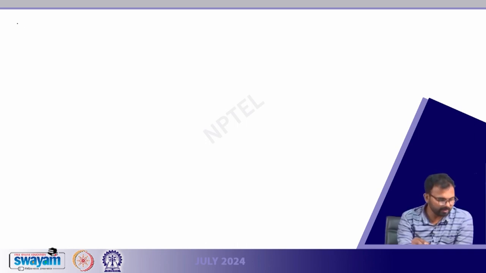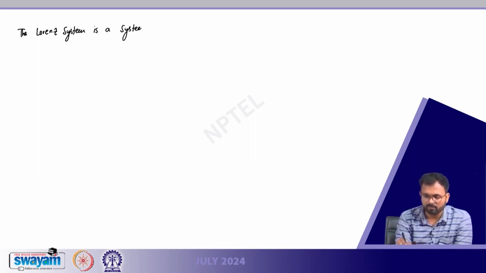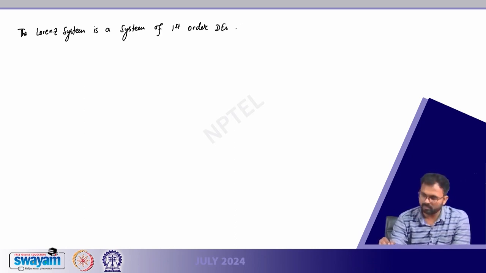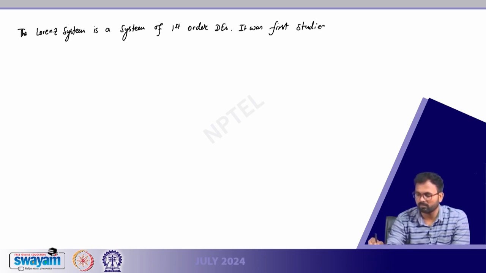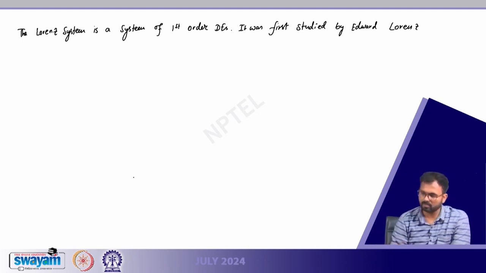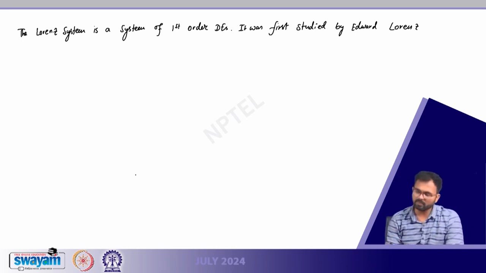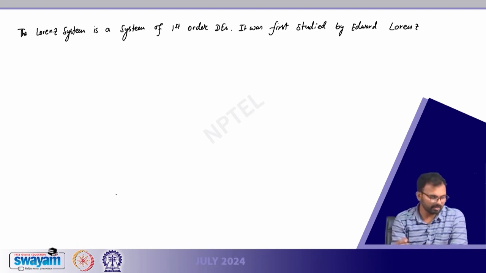I think I already defined the Lorenz equation, but nevertheless, a Lorenz system is a system of differential equations, and it was first studied by Edward Lorenz. He was trying to model atmospheric convection and something related to the atmosphere. So he had a system of equations of this type.